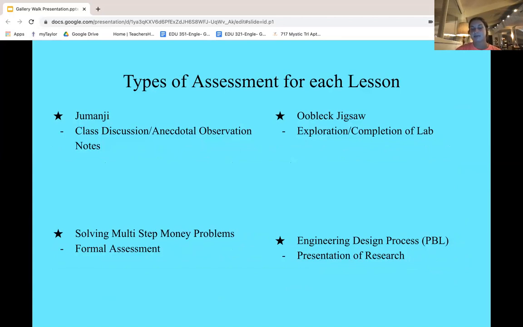So the types of assessments for each lesson: for my Jumanji lesson, I did this over class discussion and anecdotal notes or observations from the teacher. And then for my UBLIC, which is the jigsaw, the students did the exploration and completion of the lab. I also looked at the exit tickets and took notes on why the kids thought this way, or how they wrapped their mind around why UBLIC was a solid or liquid or both.